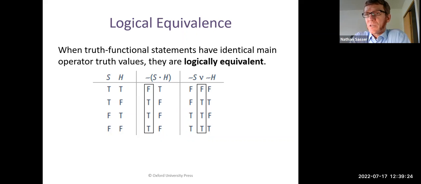So if you want to figure out if two statements are logically equivalent, you build a truth table like this. You find the truth values of the main operators, and you just check line by line. Are they identical or are they not?